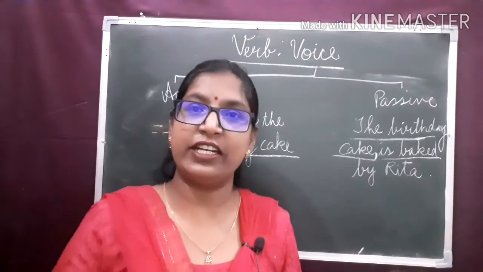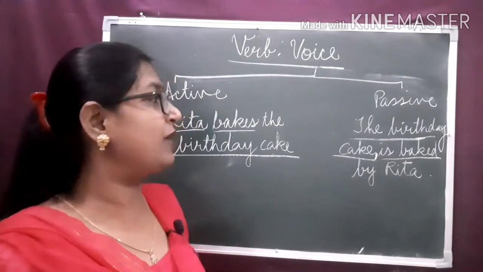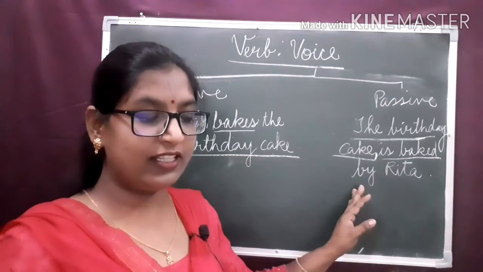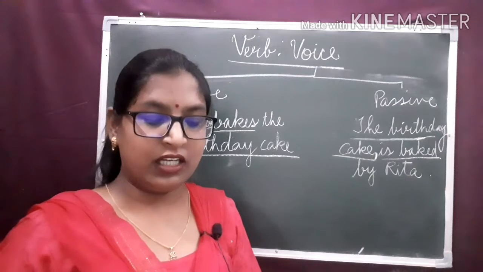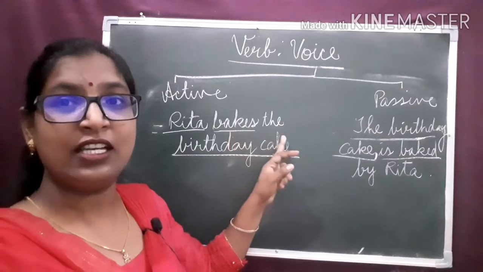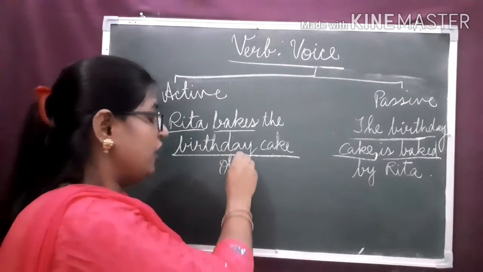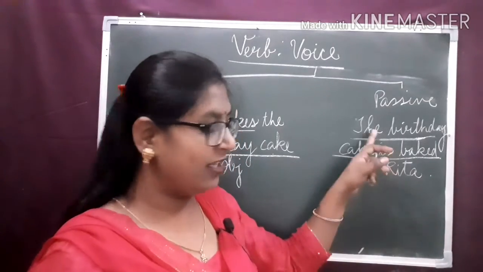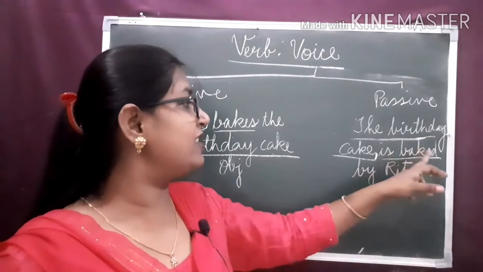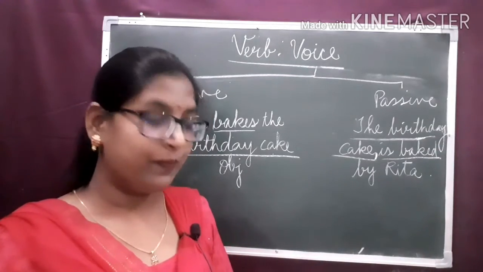Okay, dear children, before studying the structure of passive voice, let's see some more important points about this. We notice in both the sentences that the verb in the active voice takes a direct object. What is the object? Birthday cake is the object. While the verb in the passive voice does not have any direct object. Here, baked what or whom? We do not get any object here.